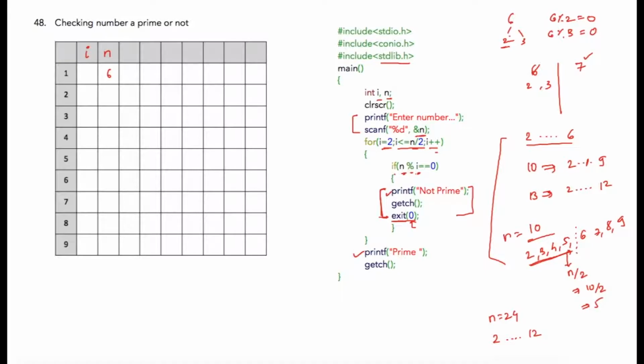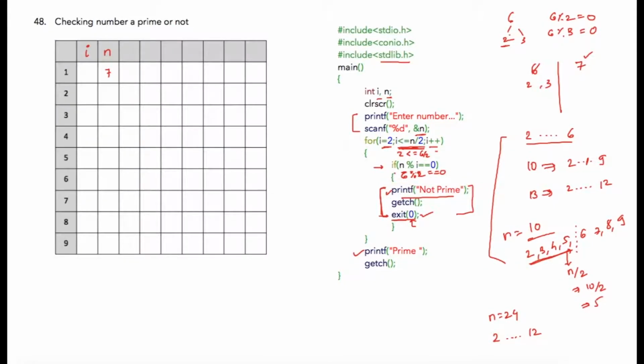Assuming the user has given 6, then in the first iteration i will be initialized to 2, and then the condition will be checked. So the condition is 2 less than or equal to 6 divided by 2, which is 3. So the condition is 2 less than or equal to 3, which is a true condition. So the controller will move into the for loop and the divisions will be checked. So n is 6, so 6 modulus the current value of i, which is 2. So 6 modulus 2, that is a true condition. So the controller will go inside the if statement, it will print it is not a prime number, and the program will end.